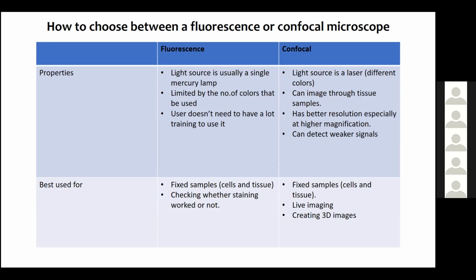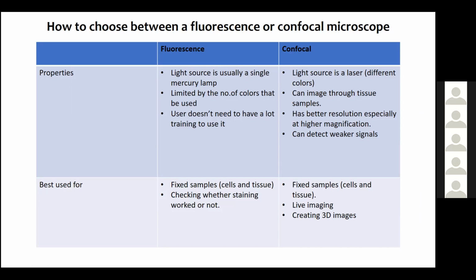Now, when it comes to live imaging, especially for cells, tissues, single cells or organelles, again, you want to use the confocal, because the confocal microscope offers you a speed factor that is lacking in the fluorescent microscope. You want your images to be taken at a certain speed so that you are not bleaching your samples or burning your samples.